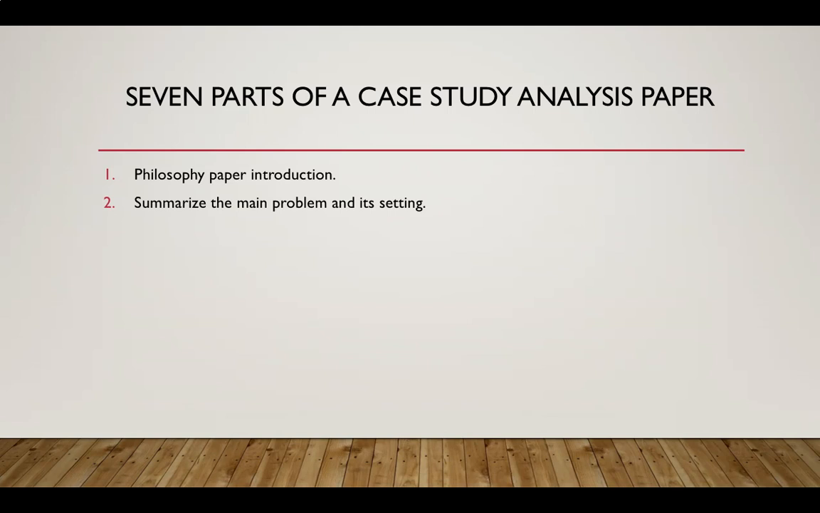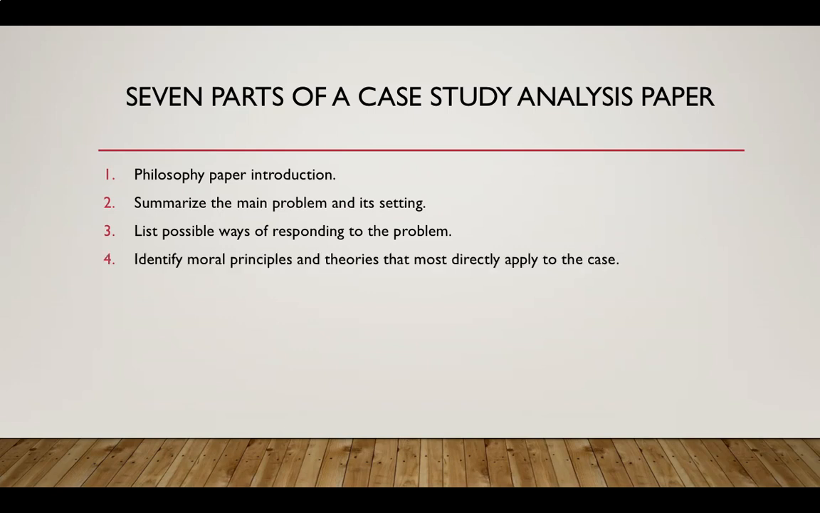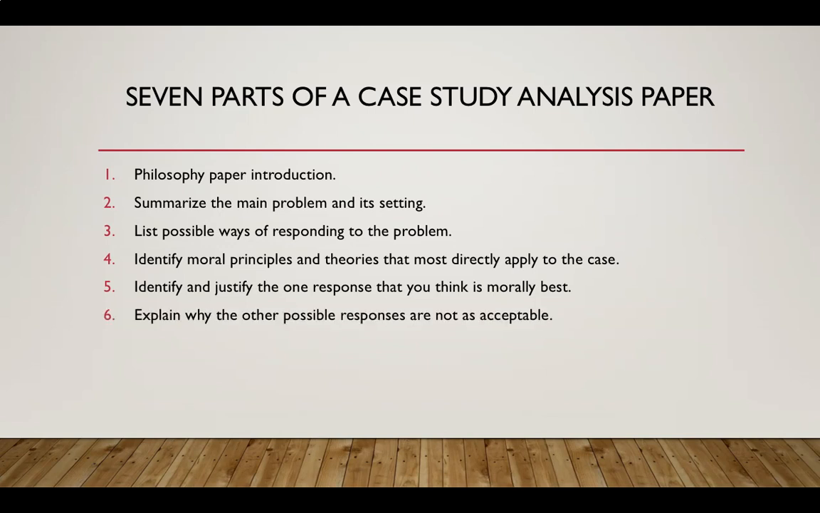The second part is to summarize the main problem and its setting. The third part is to list possible ways of responding to the problem. The fourth part is to identify the moral principles and theories that are most directly applied to the case. The fifth part involves identifying and justifying the one response that you think is morally best. The sixth part is explaining why the other possible responses are not as acceptable. And then finally, a philosophy paper conclusion. Now, I'm going to spend most of this video talking about the introduction and the conclusion.